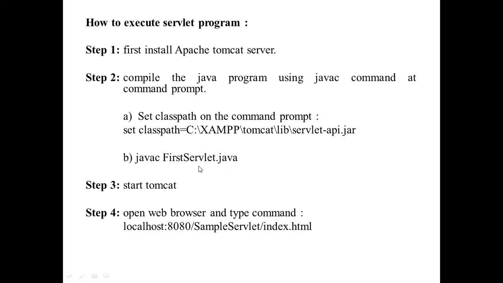After compiling your Java code successfully, start your Tomcat server. Then open the web browser and type localhost:8080, where 8080 is the port number of the localhost XAMPP, then your folder name, your newly created folder sampleservlet, and in that your HTML page name, and just press the Enter button. Then you will get the output of our servlet program. Let us see practically how to execute the servlet program.